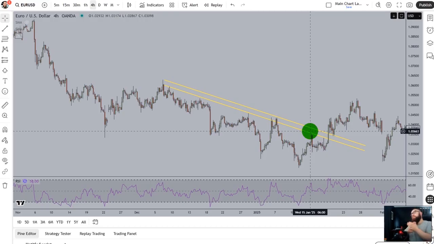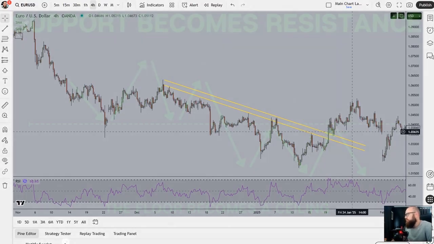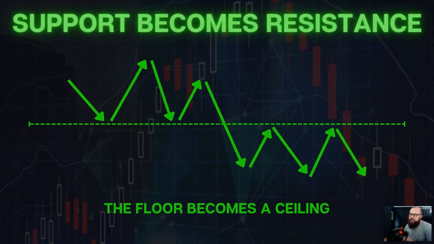Okay, on to the next principle. I mentioned that support would not always hold and resistance will not always hold, that price will eventually break support and will break resistance. So here we have an illustration of support breaking.